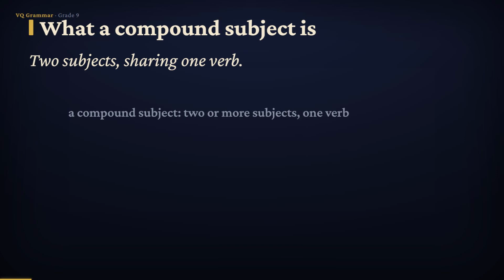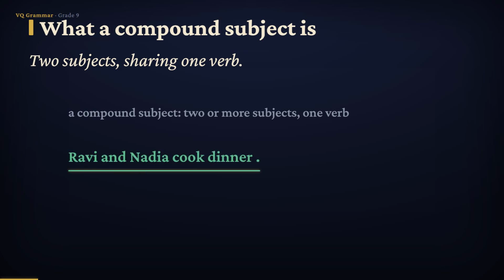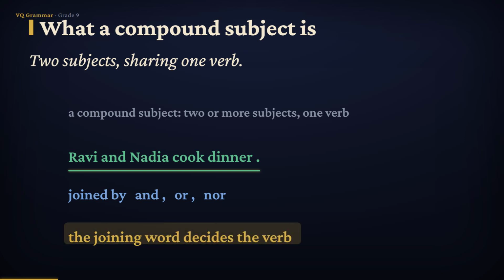A compound subject is simply two or more subjects that share the same verb. Look at this sentence. Ravi and Nadia cook dinner. There isn't one person doing the cooking. There are two, Ravi and Nadia, and they share the single verb cook. What holds those subjects together is a joining word, and it's usually and, or, nor. Here's the key thing to remember for the whole lesson. That joining word is what decides whether your verb is singular or plural, so keep your eye on it.